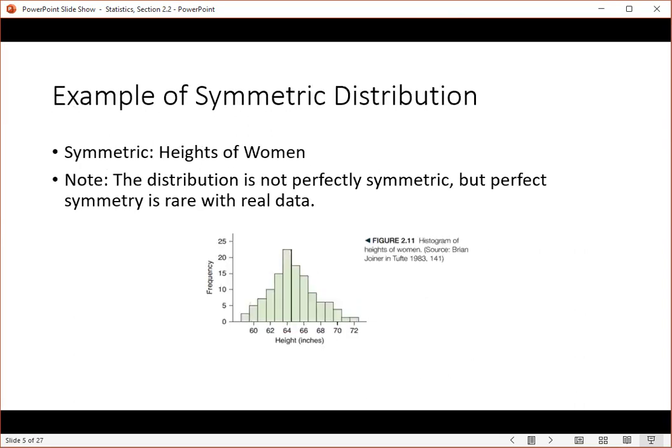An example of a symmetric distribution would be heights of women. So note, if you look at the distribution, it's not perfectly symmetric, but perfect symmetry is very rare in real data. But if you look, roughly speaking, if you were to hold a mirror up, you'd have the same thing on the left as you do on the right, and that's the case when we have symmetric distributions.